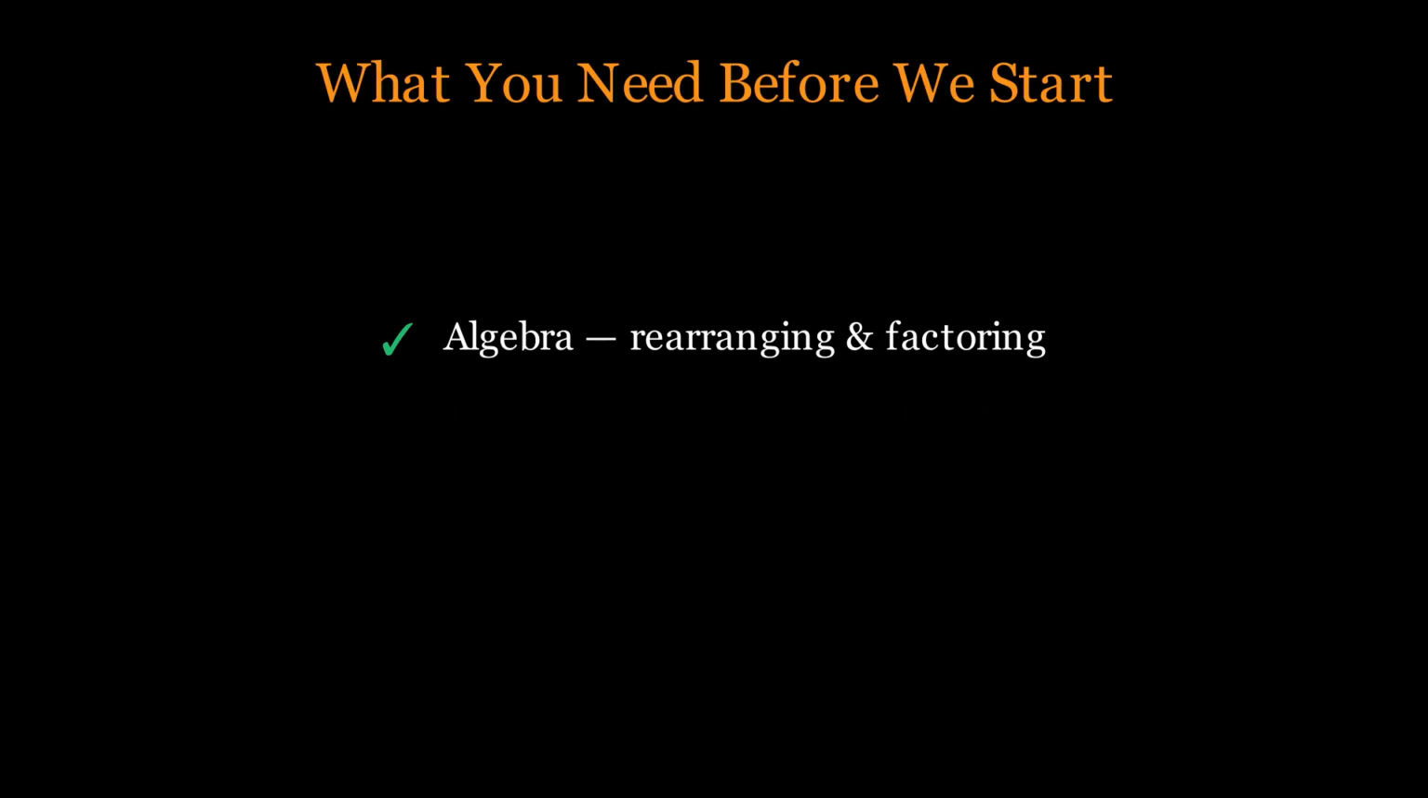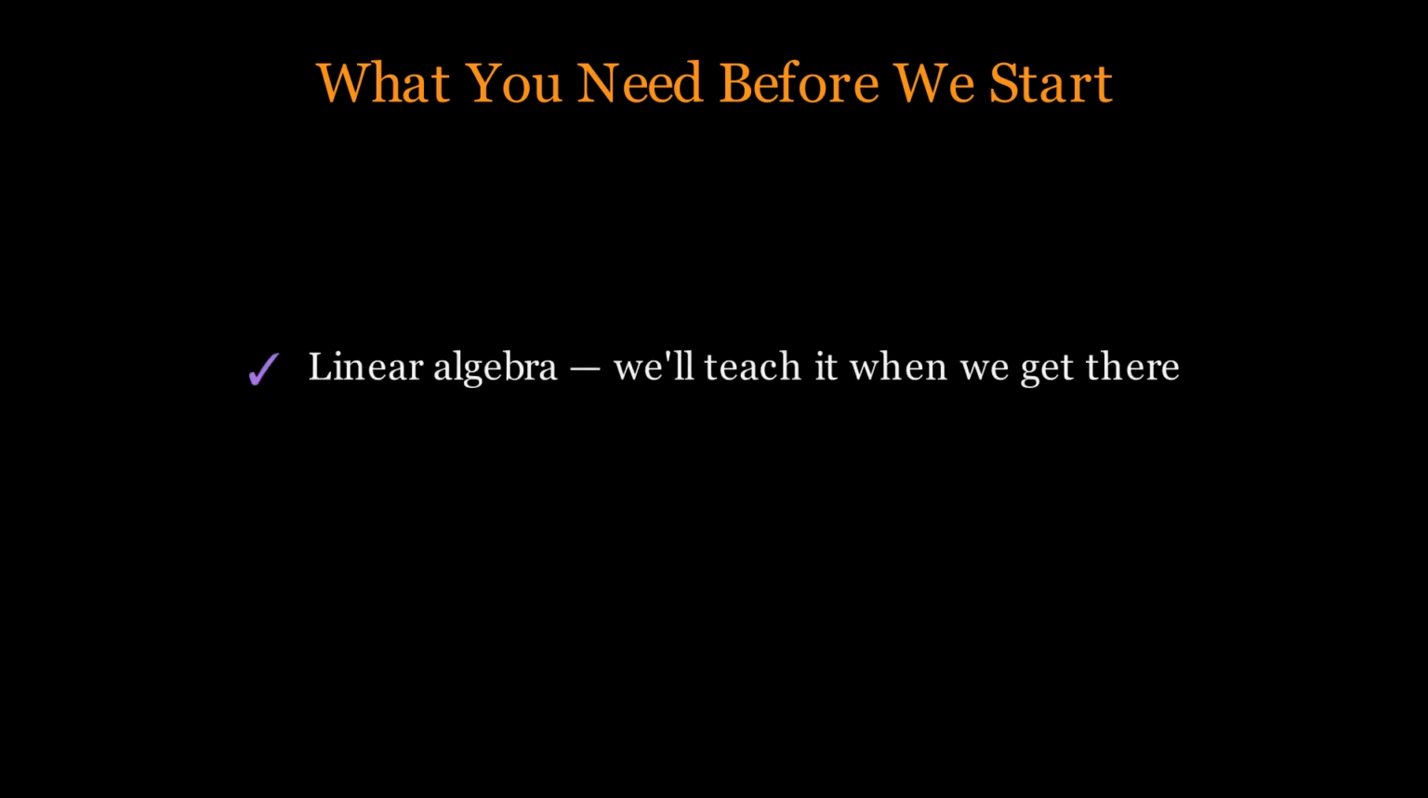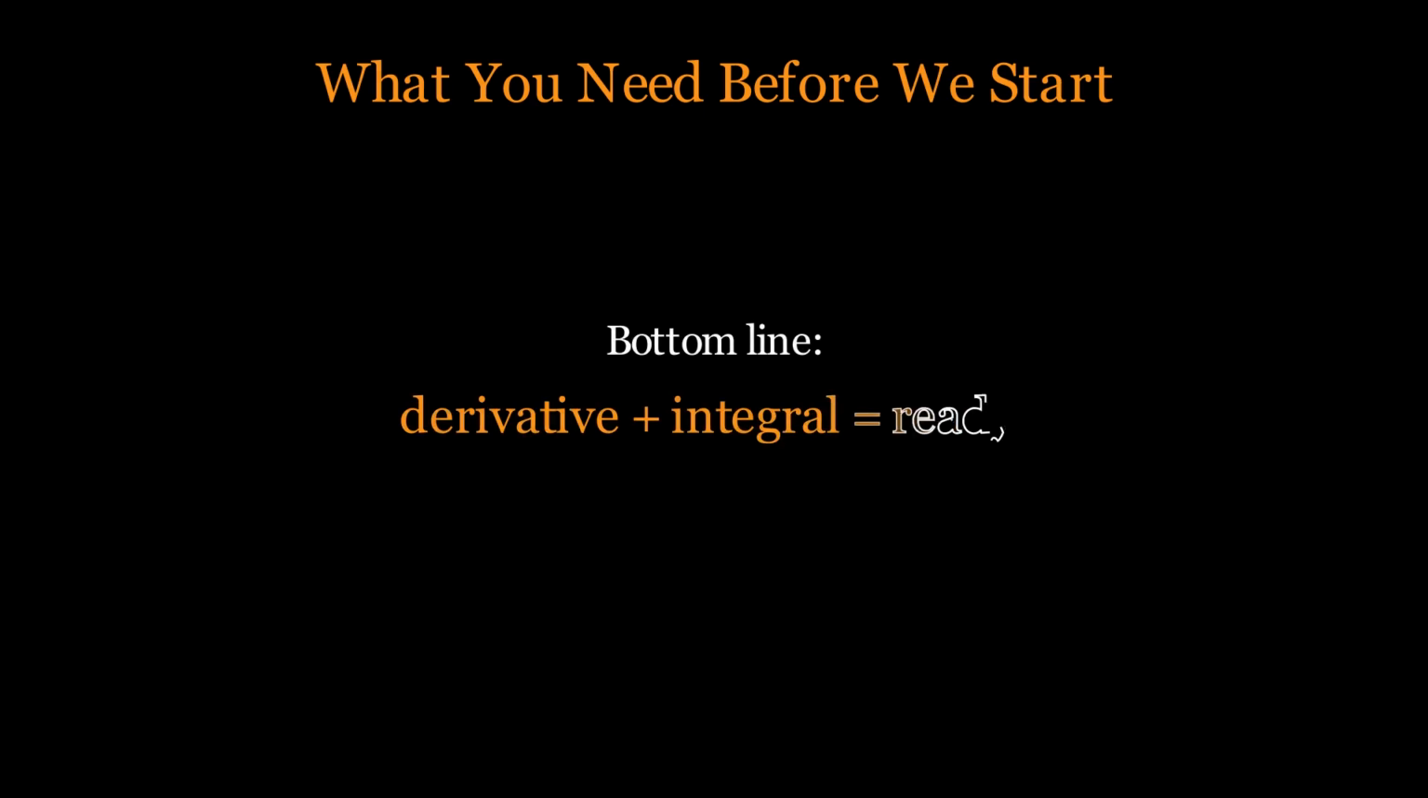You also need to constantly lean on solid algebra, such as rearranging and factoring. Also be aware of your exponentials, logs, and trigonometric identities, since answers also often show up as e to the power of x, sine, cosine, and things like that. That is pretty much it. We'll cover a little bit of linear algebra, like matrices and eigenvalues, but that's for later systems, and we'll introduce them when we get there. You don't necessarily need a strong understanding of multivariable calculus, but it is recommended before taking this course. The bottom line is, if you can take a derivative and compute any integral, then you're ready. Everything else we can build together.